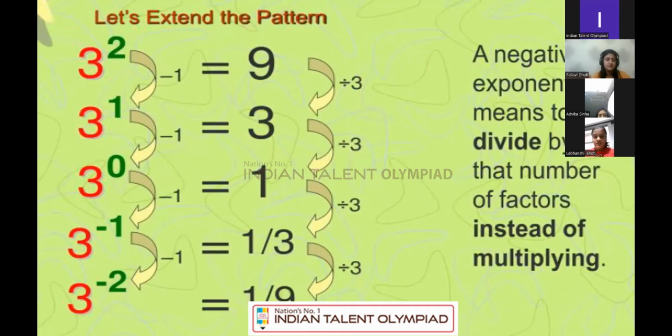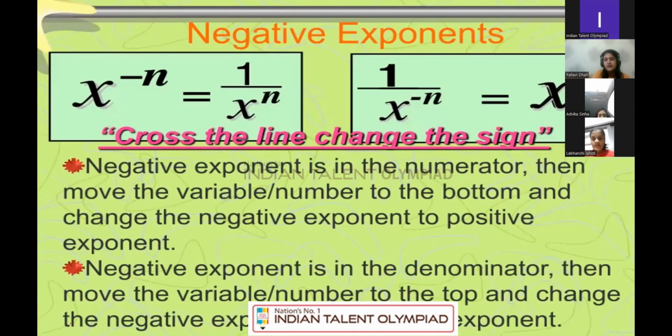Okay. So here a negative exponent means to divide by the number of the factors instead of multiplying. Whenever the exponent is negative, we have to make it positive. That means if we have 3 raised to power negative 2, we can't have the exponent with the negative sign, right?